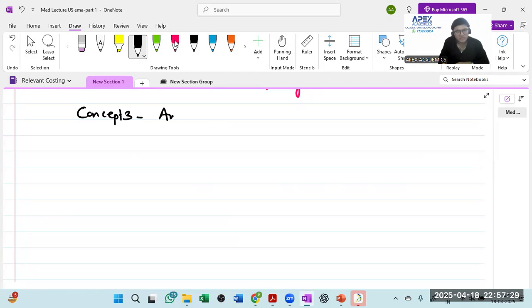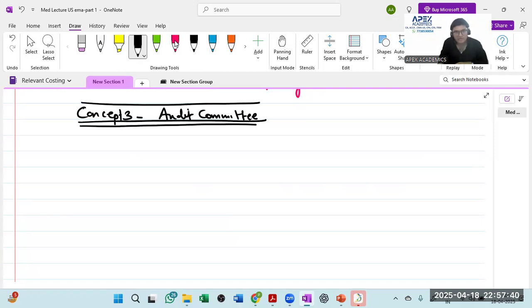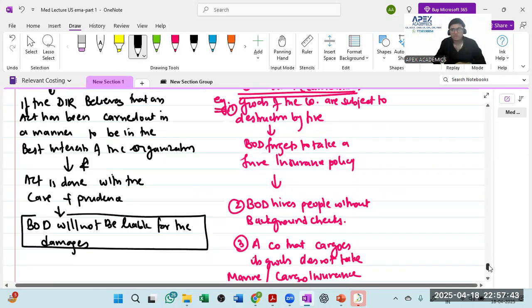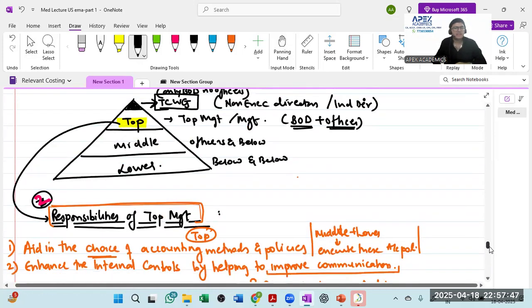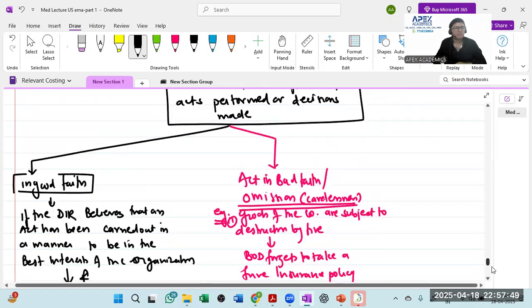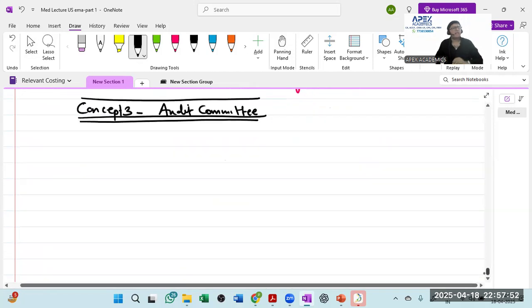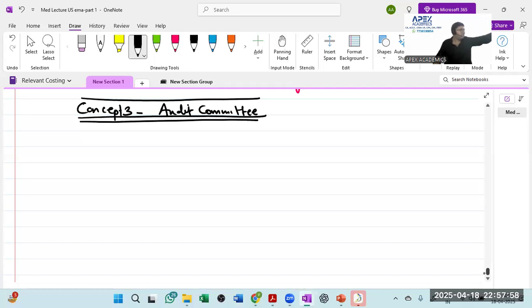This concept is audit committee. Now, in the section of board of directors, you all have understood how the audit committee is created. A company is supposed to appoint independent directors, then amongst themselves they will form an audit committee. We have read that.